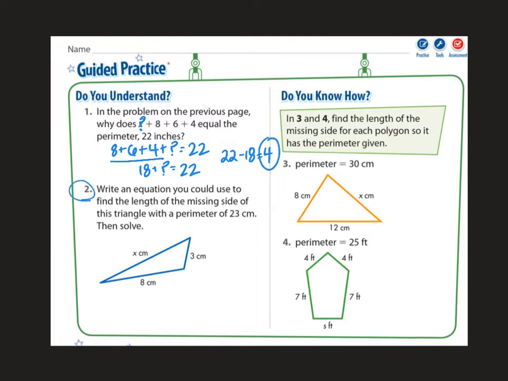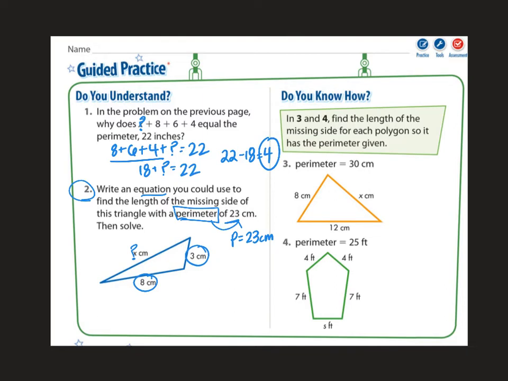Okay, let's take a look at number 2. Write an equation you could use to find the length of the missing side of the triangle with a perimeter of 23 centimeters. All right, so let's take a look at what information we already have. We already know that our perimeter is 23 centimeters. What sides do we know? Well, we know this side is 8 and this side is 3. We do not know the length of this side right here.